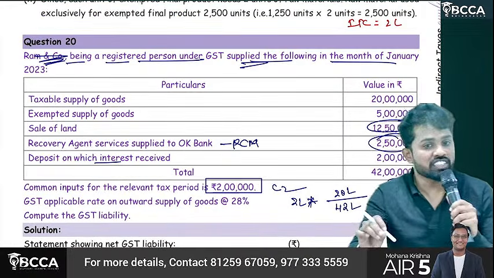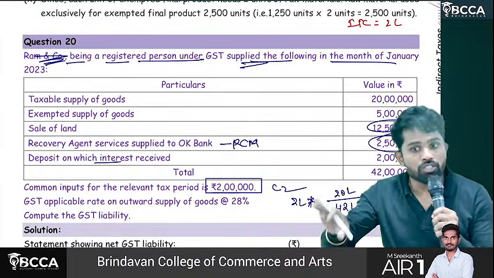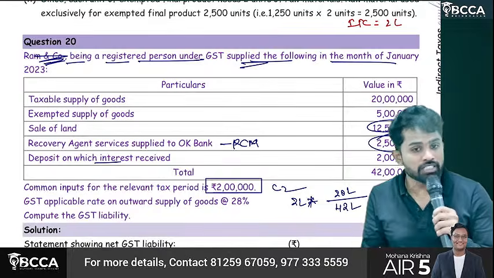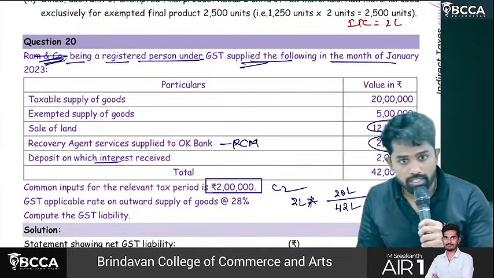Sir, here the problem is, in this question they didn't mention non-business. If non-business is not there, then we will not calculate D2. Only if non-business is mentioned, then we will calculate D2 also. Here there is no mention of non-business, so we will not calculate D2. Sir, is everybody able to understand?